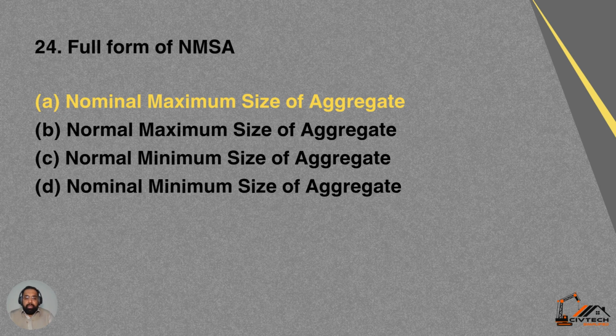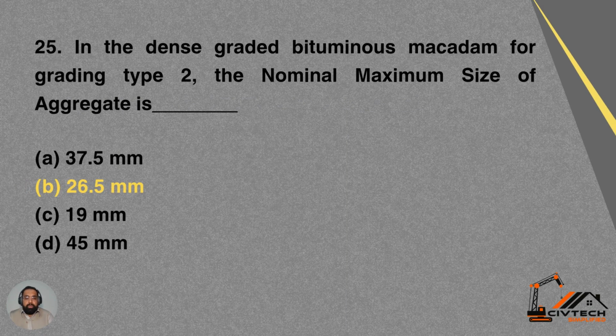Full form of NMSA. Option A, nominal maximum size of aggregate. Option B, normal maximum size of aggregate. Option C, normal minimum size of aggregate. And option D, nominal minimum size of aggregate. So A is the correct answer. NMSA means nominal maximum size of aggregate.